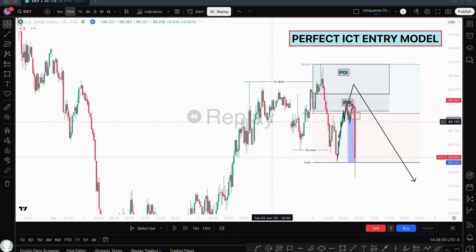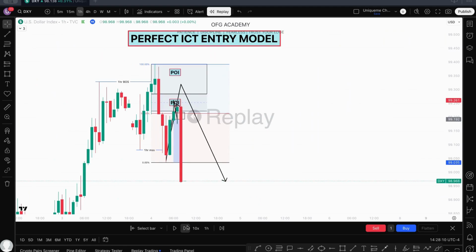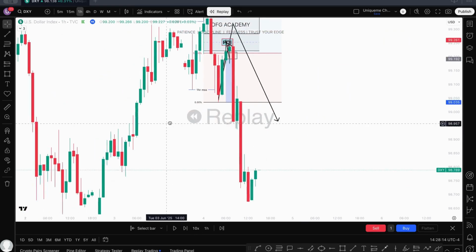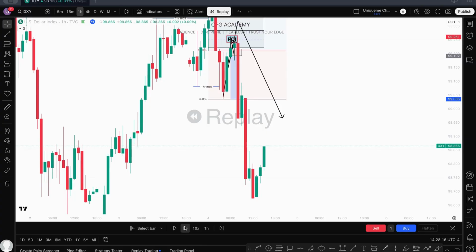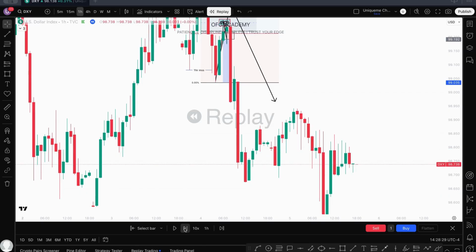You can look for another example. Let me try another example again. It's still going down, it's still tanking. I'm just trying to find another example for you to understand.